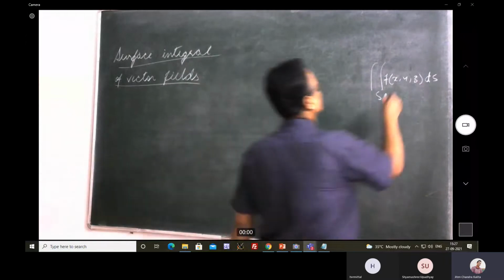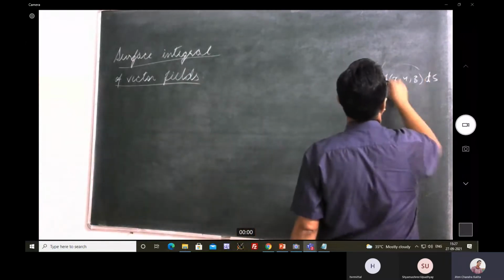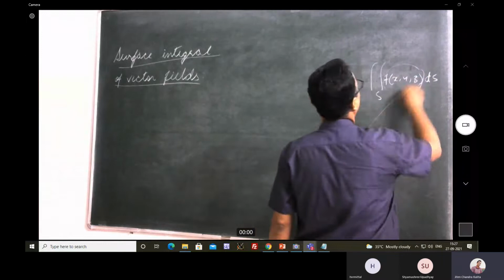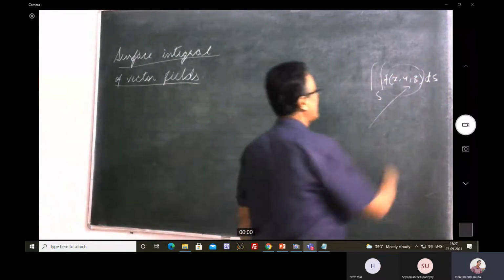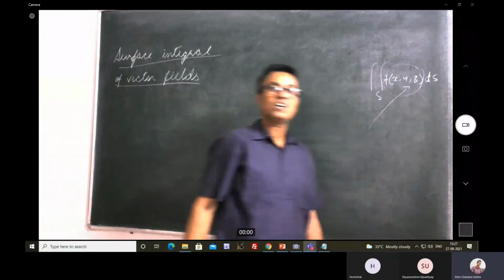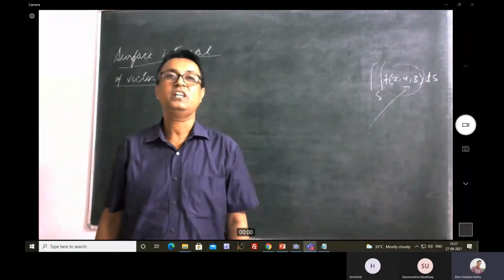So basically, what is going to be done here? Now this small f of x, y, z is going to be replaced by the dot product of some vector functions. Okay, and the dot product of those vector functions is again going to give you a scalar function.